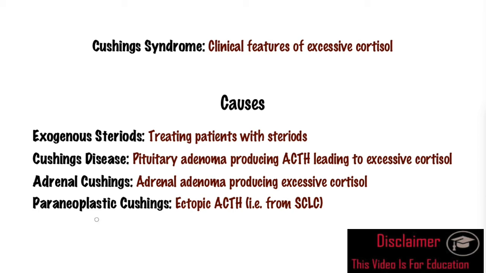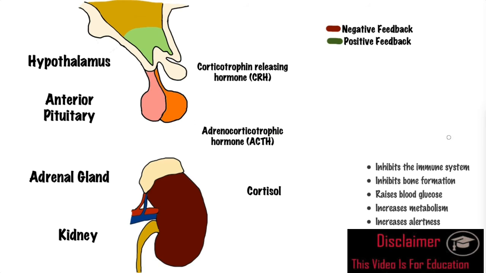And the final one you need to be aware of in the big four is a paraneoplastic Cushing's. This is where you have a malignancy or a cancer, and you get a disease that occurs alongside the cancer. And how this works is you have a cancer that produces excessive amounts of ectopic ACTH, most commonly from a small cell lung cancer, and that excessive ACTH stimulates the adrenal gland to produce excessive amounts of cortisol. So let's look at how this works in relation to this diagram.